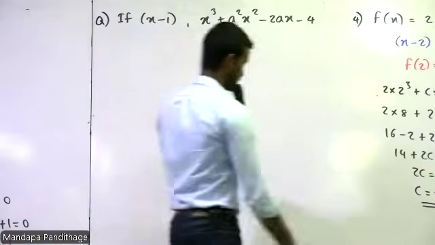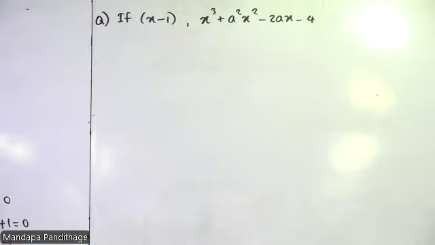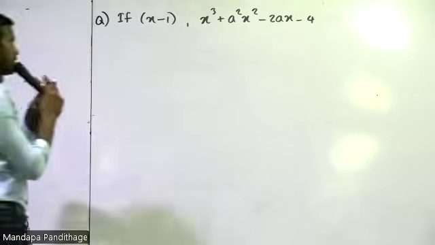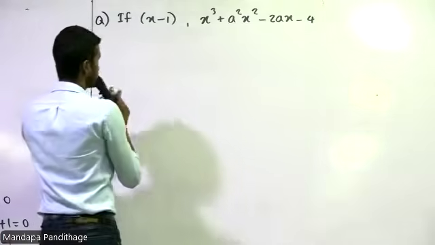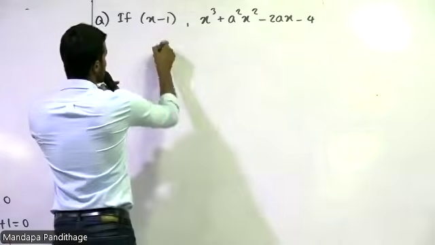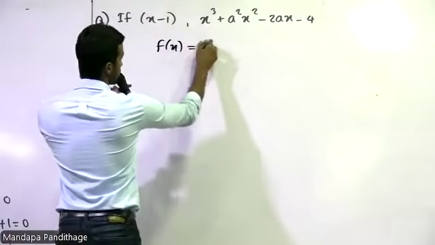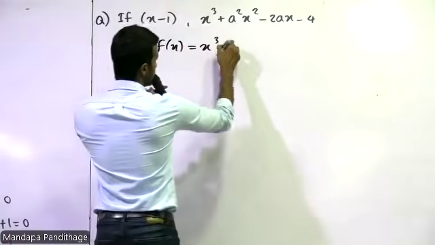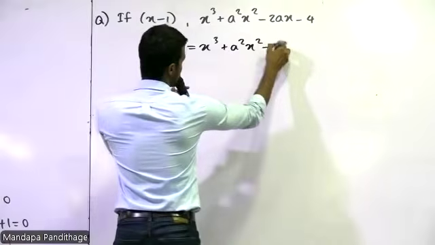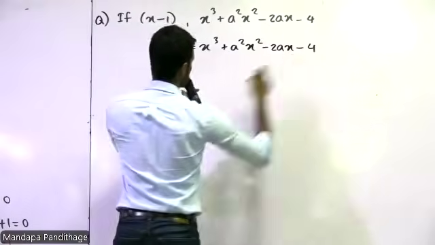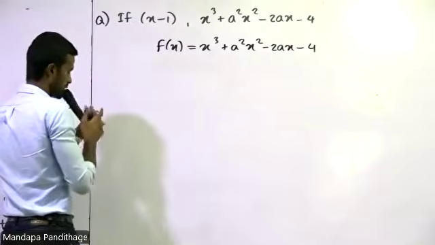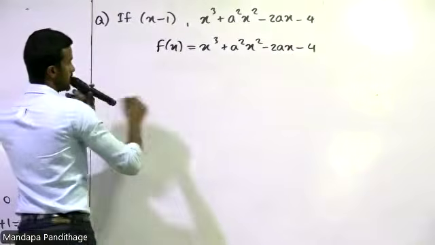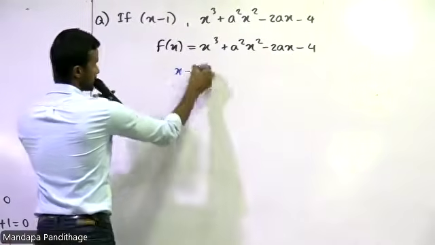The last question we'll be doing today. Same thing, x minus 1 is a factor. First, name this f(x), x cube plus a squared x squared minus 2ax minus 4. x minus 1 is a factor.